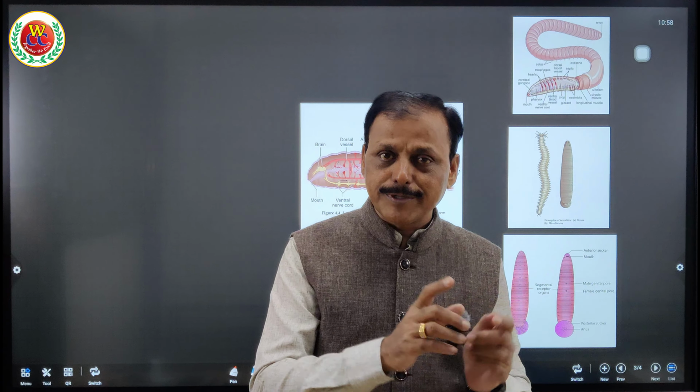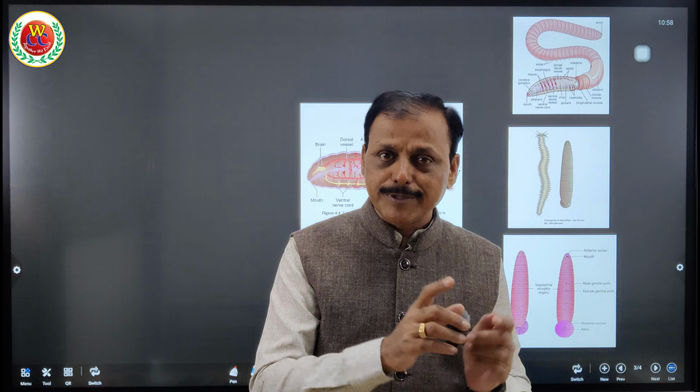Next, they are bisexual. Earthworm is hermaphrodite, that is bisexual. Nereis is unisexual. They need juxtaposition copulation. They have internal fertilization and external development of the zygote into a cocoon. So the word cocoon: they produce a cocoon, in that cocoon the zygote develops into a young earthworm, and then the young earthworm comes out from the cocoon. So they have internal fertilization and external development in a cocoon. That is what is mentioned here.